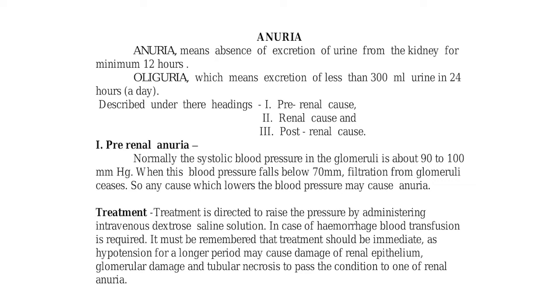First we will see the pre-renal causes. Normally the systolic blood pressure in the glomeruli is about 90 to 100 mm of Hg.